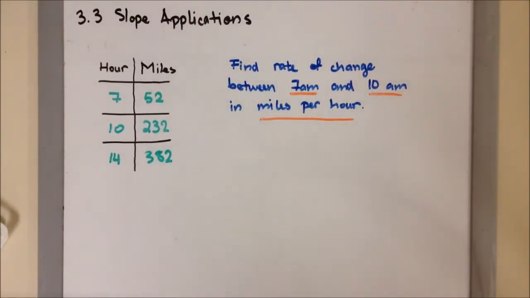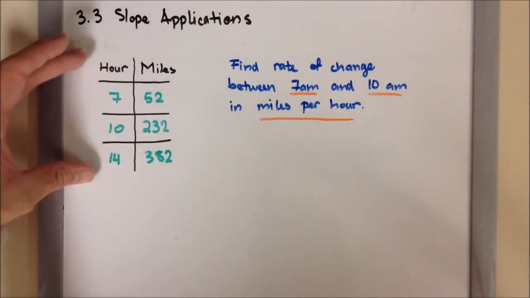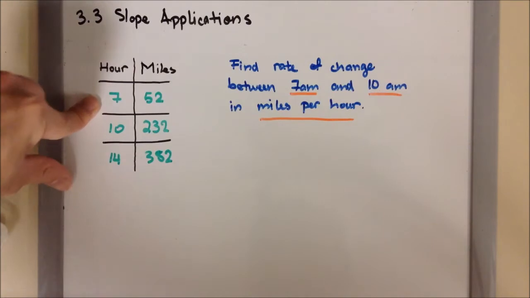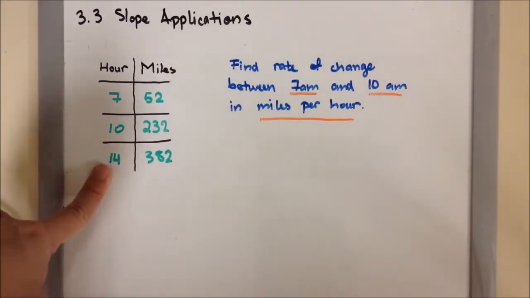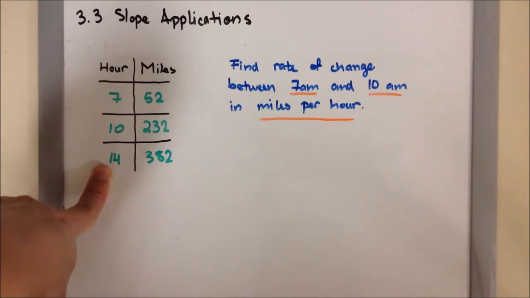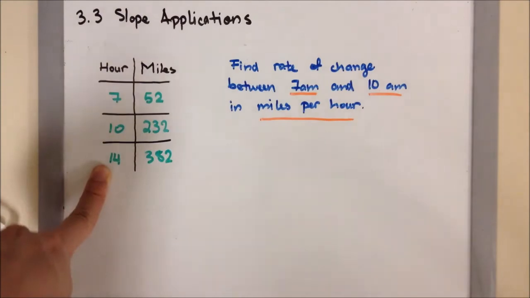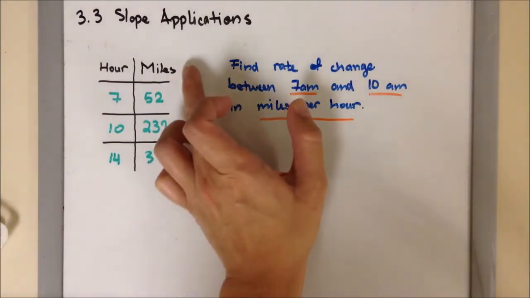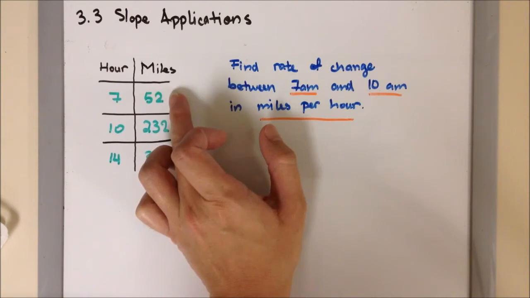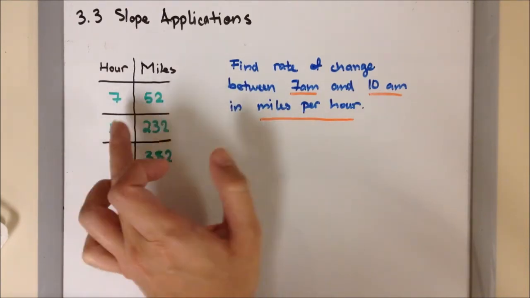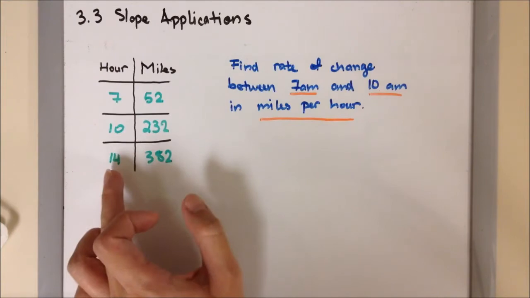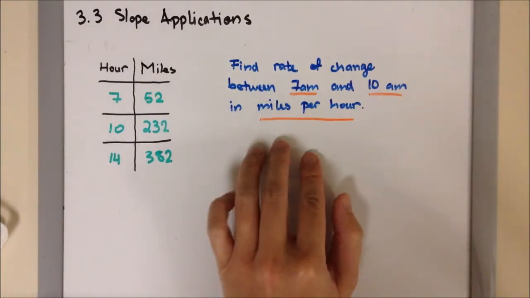So in this next part of slope application, we're going to be talking about how to find rate of change, which is another term for slope, with a given table. So we have this table here where in the left column it's hour, 7 a.m., 10 a.m. Now this is in a 24-hour interval, so 14 is another number for 2 p.m. In the right column we have miles at 52 for the 7, 232 for the 10, and 382 for the 14. Now here we have a word question.